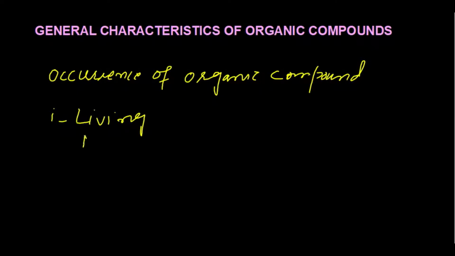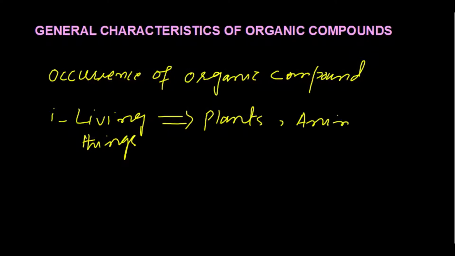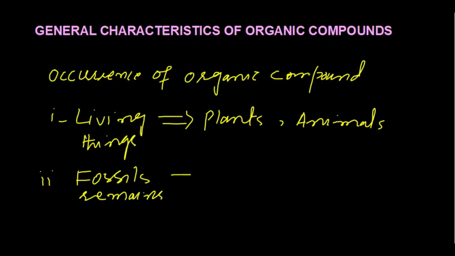Living things means we can get them either from plants or we can get them from animals, or from the things which were once alive. That means fossil remains. These are the sources from where we get the organic compounds.